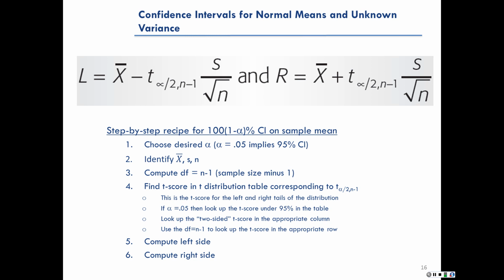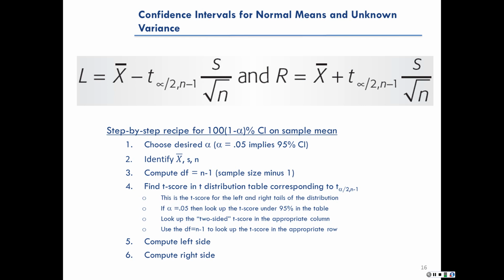So if we were to go through a step-by-step recipe, again, I've posted this online. The first step is to choose your desired value of alpha. Typically, that's going to be alpha 0.05, which implies a 95% confidence interval. Then you want to identify your sample mean, your sample standard deviation, and n, the sample size. Compute the degrees of freedom equal to n minus 1. And then you want to find the t-score in the t-distribution table. This table is in the appendix in your textbook. This is the t-score corresponding to t with a certain alpha value, in this case 0.05, divided by 2 for n minus 1 degrees of freedom.